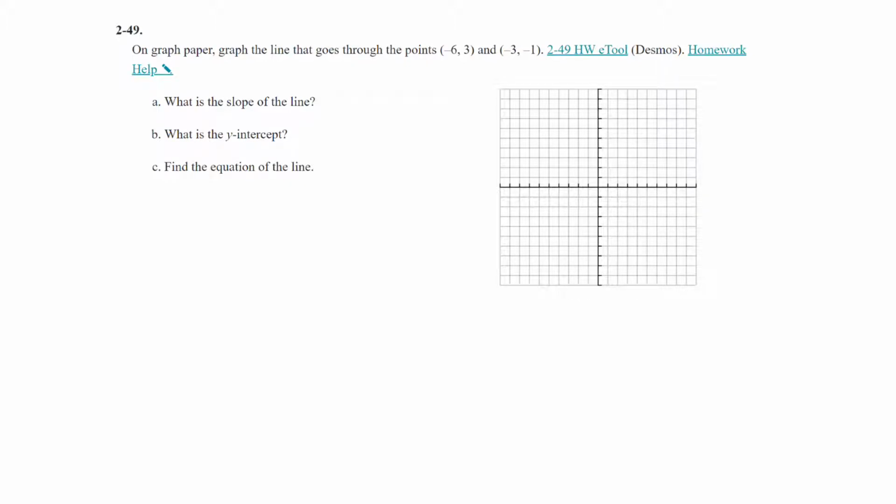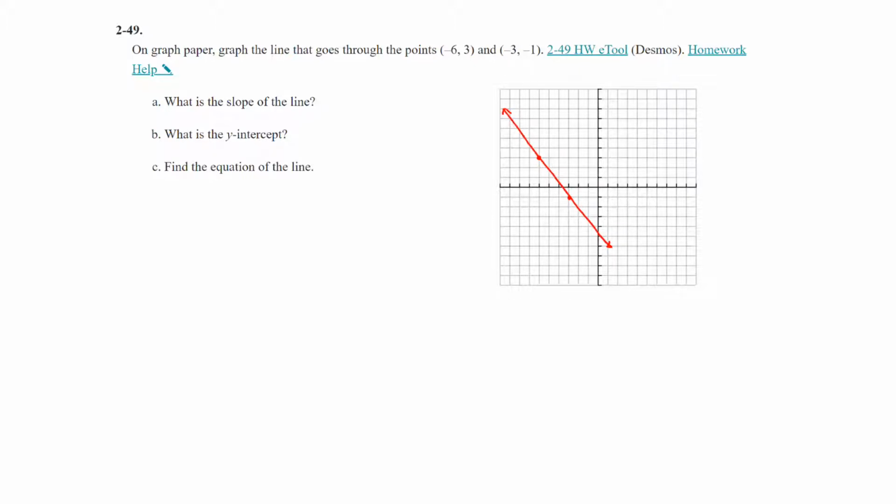Question 49: on graph paper, graph the line that goes through the points negative 6, 3 and negative 3, negative 1. So let's go ahead and plot those points. What is the slope of the line? Let's go ahead and graph that line the best we can. You can use a straight edge for yours.